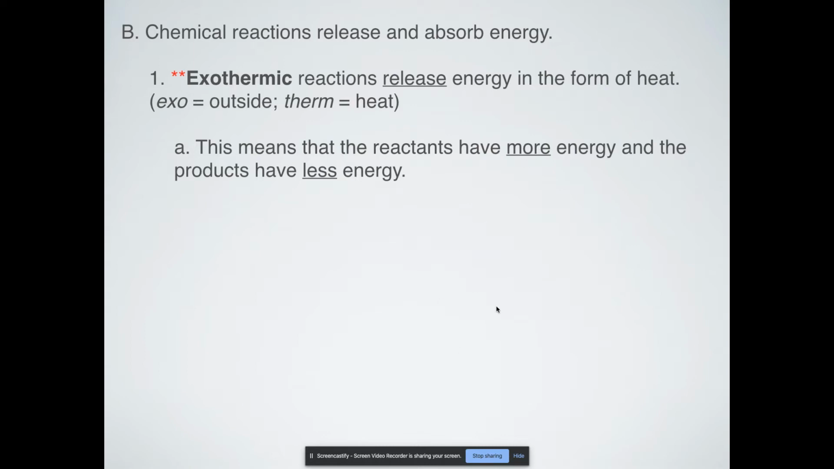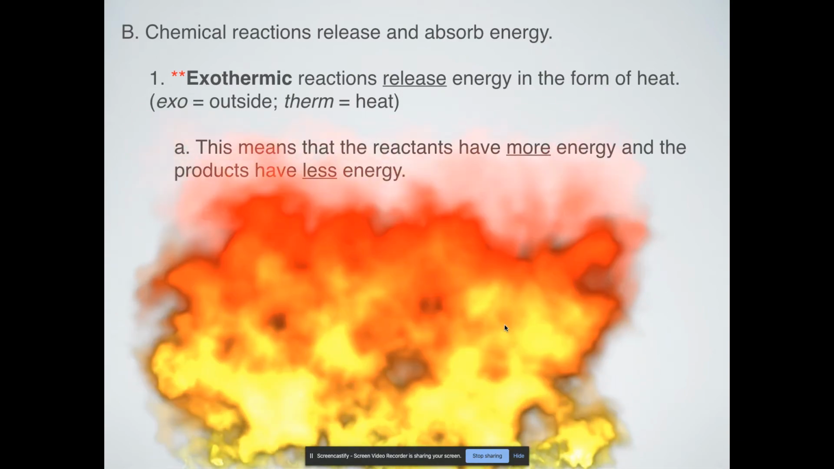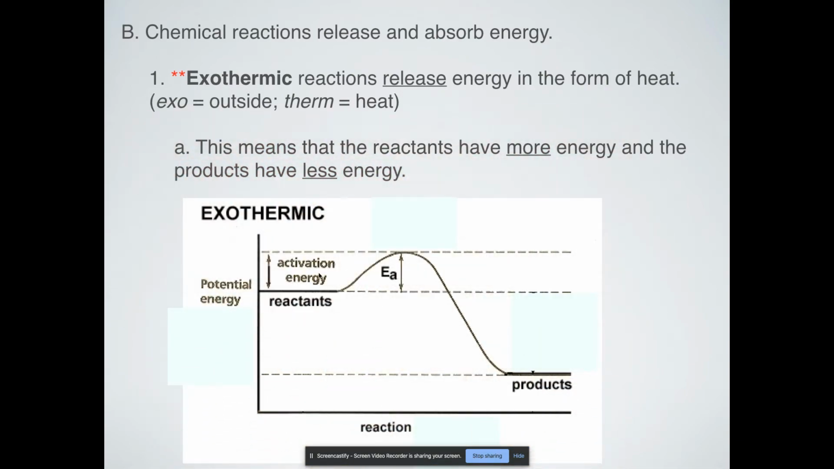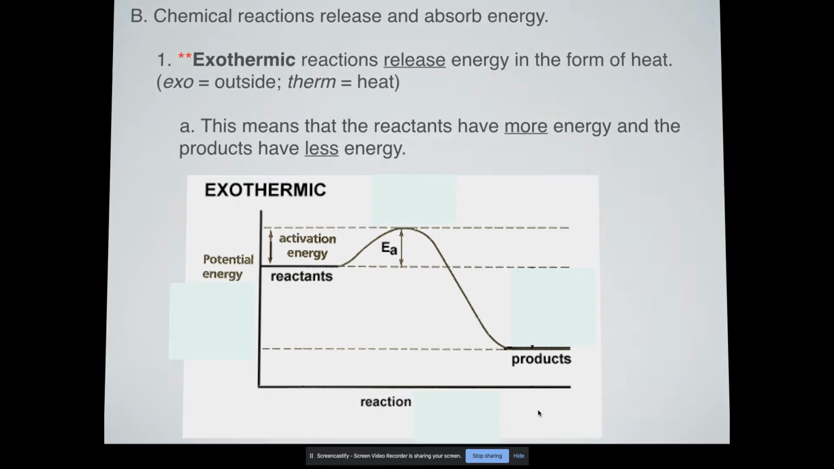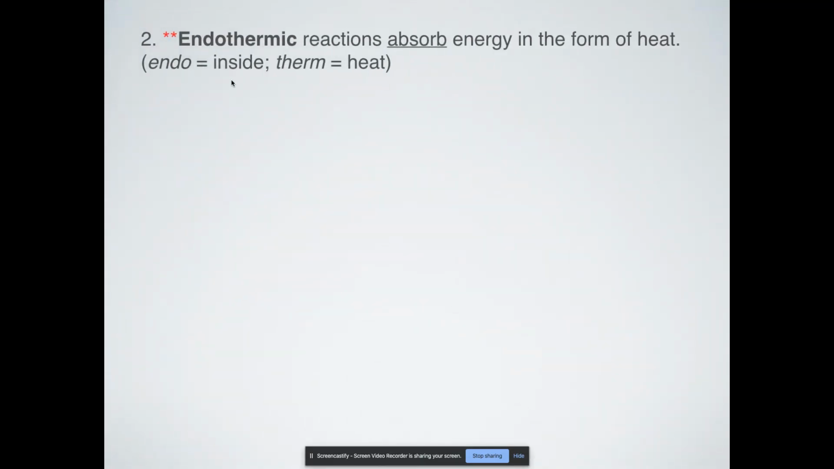That means your products are going to have less energy, right? So if this has a lot and this energy is leaving, the result is going to be a little bit of energy in your products. And so exothermic reactions tend to start with high potential energy and then end with low potential energy. Now, opposite, endothermic reactions. They absorb energy, and the energy that we're talking about specifically is in the form of heat.